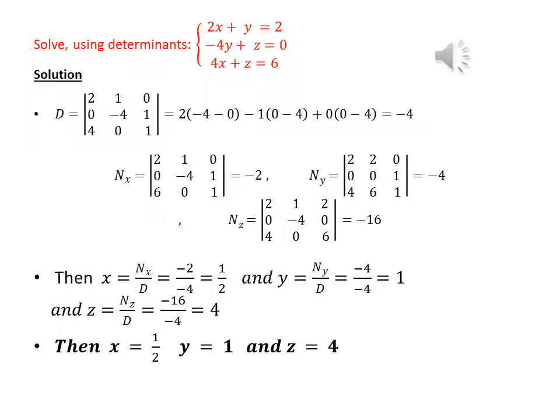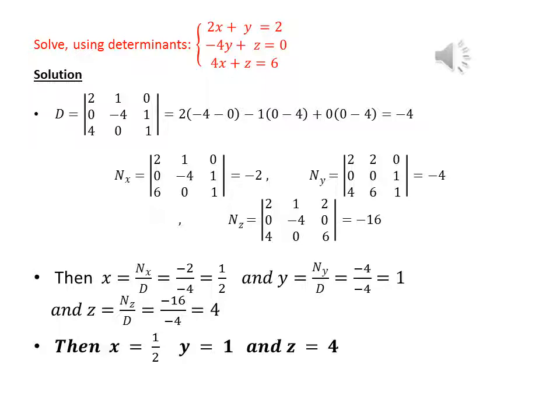We cancel it or remove it. Put instead them the right hand side 2, 0, 6. We get the value for nx. Also in y, instead of the second column, change it to the right hand side 2, 0, 6. Get the value of y. In z also, for the third column, instead of z, put the right hand side 2, 0, 6 and get the value.